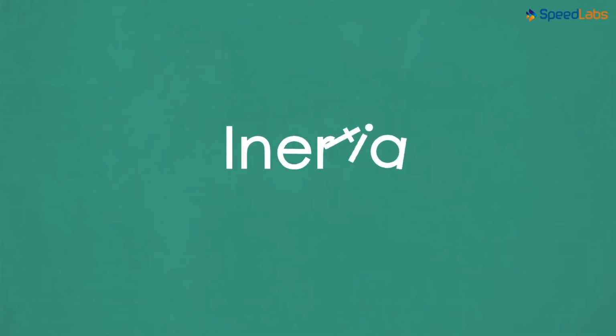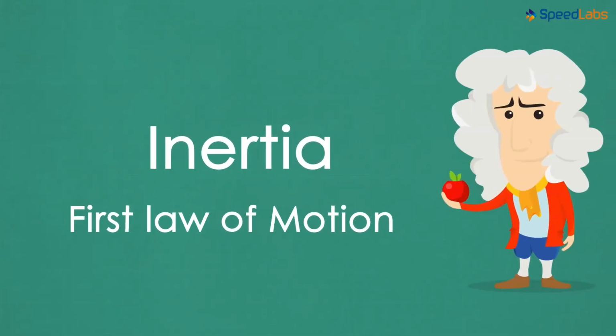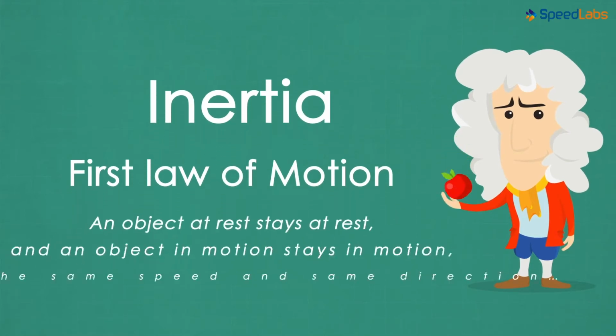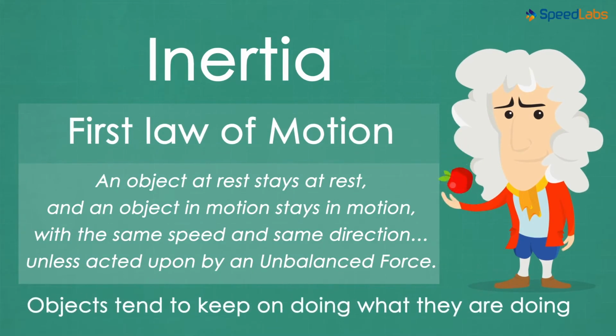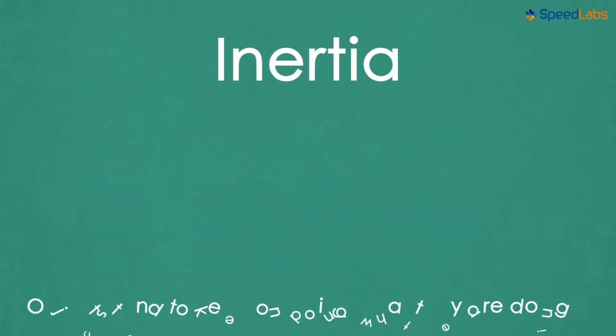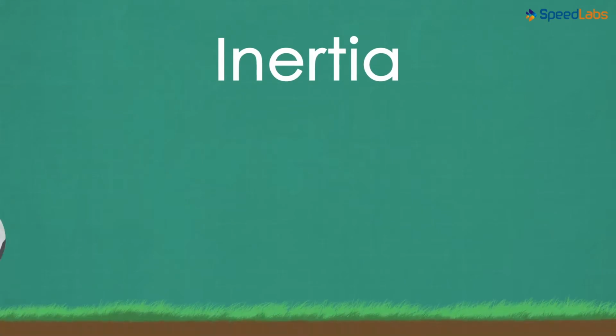To understand inertia, we need to look at Newton's first law of motion again. Here it is. In simple words, this means that objects tend to keep on doing what they are doing. It is the natural tendency of every object to resist change in their state of motion.